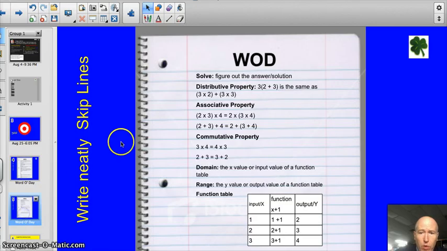A quick look at the vocabulary. I would review all these words: the distributive property, the associative property, the commutative, what the domain is over here in the X, and the Y. So I'm going to stop talking and let you look at that.